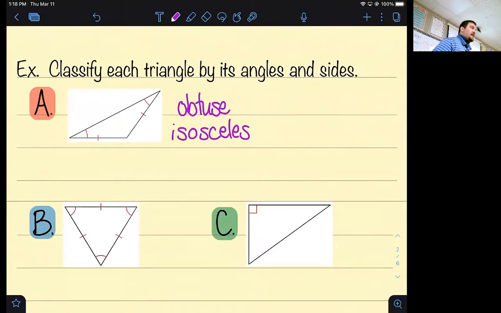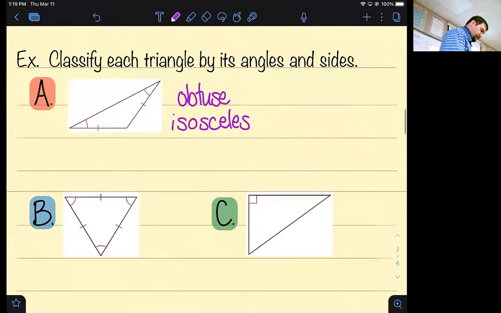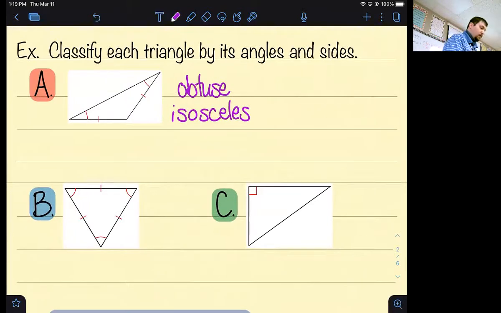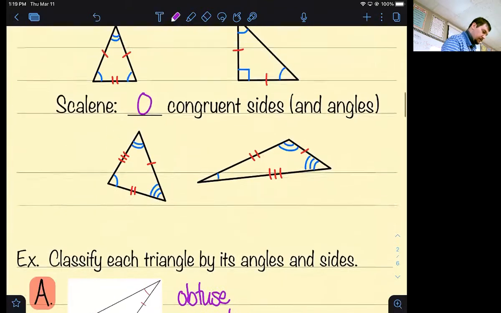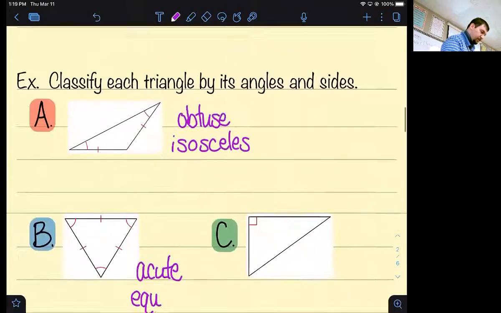Riley, what about example B? It is equilateral. How would I classify it by its angles? Good. Yep. If it's equilateral, it has to be acute because, as we've mentioned already, if you take 180 degrees and divide it by 3 equal sized angles, you're going to get 60 degrees. So they're all acute angles. So it's acute equilateral.